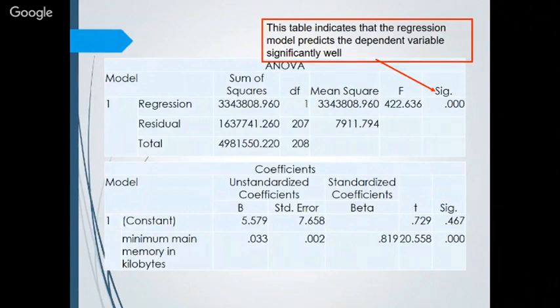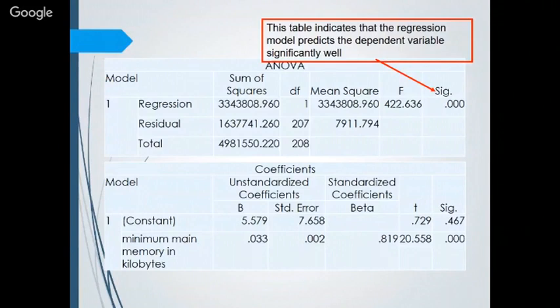In the model coefficients, there is the constant, and then the x variable: minimum main memory in kilobytes. This example is an analysis for computer hardware, and we will do it in Excel also. So we will discuss this in the practical session using Excel.